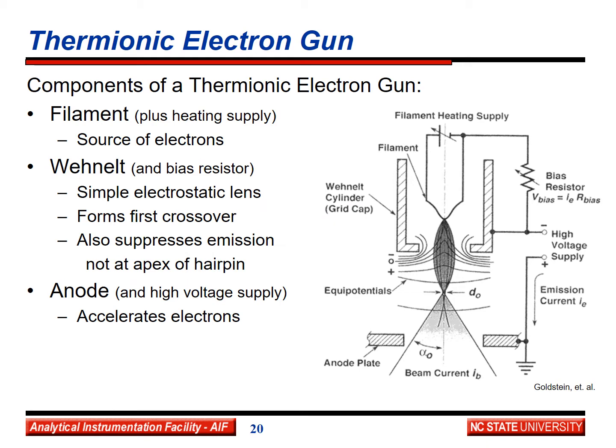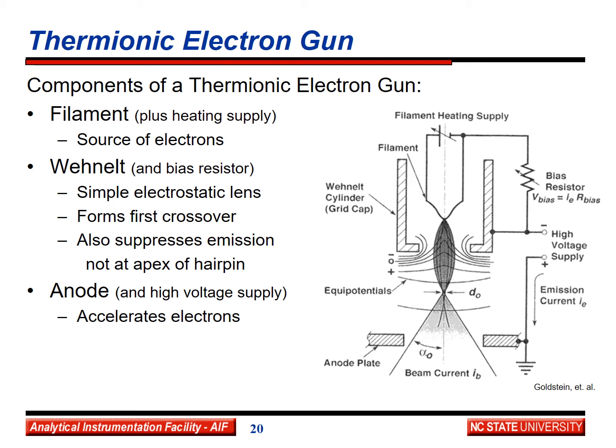The components of a thermal emitter electron gun include the filament, the Wehnelt cap, and the anode plate. The filament is the source of electrons, and it is generally a piece of tungsten wire that's bent into a hairpin and connected to a filament heating supply. The filament heating supply is connected through a bias resistor to the Wehnelt cap, which is also called a Wehnelt cylinder or grid cap. And the Wehnelt cylinder is a simple electrostatic lens that forms our first crossover. It creates a series of electropotentials, and it forces the electrons into the first crossover. The other thing that it does is it suppresses emission everywhere that's not at the apex of the filament. The anode plate is going to accelerate the electrons down the column.